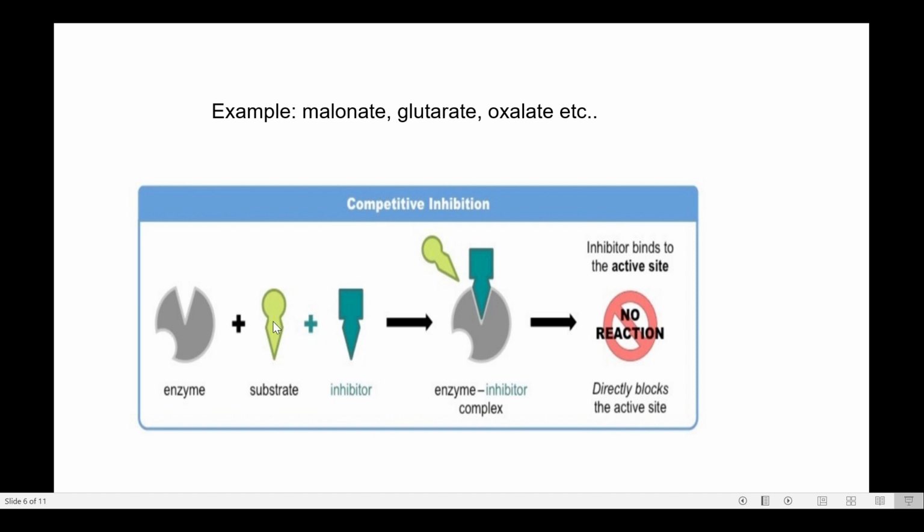Inhibitor and substrate both have the same conformation. So the inhibitor will attack the active site of the enzyme and form an enzyme inhibitor complex. And the substrate cannot attack the active site and cannot form the enzyme substrate complex. So we cannot form the normal product. The inhibitor is competing with the substrate. That type of inhibition is termed competitive inhibition.